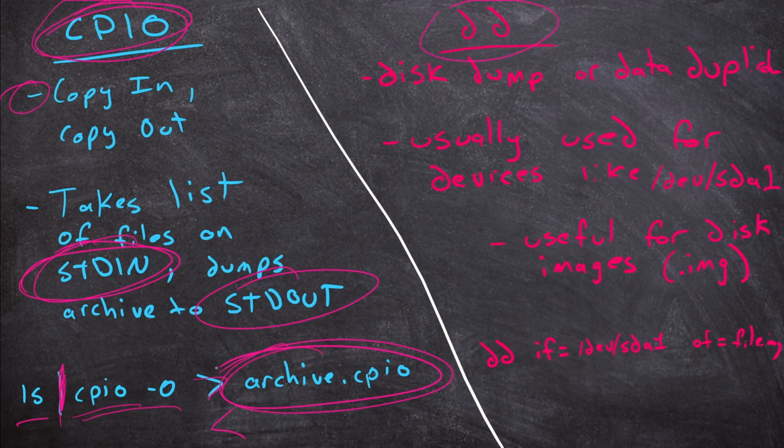Hopefully that makes sense. Again, it's not terribly commonly used, but we're going to go over doing it. And then the other one is dd. Now, it's not really clear what dd stands for, disk dump or possibly data duplicator. This is usually used for devices, like for imaging a USB drive or for imaging a hard drive.